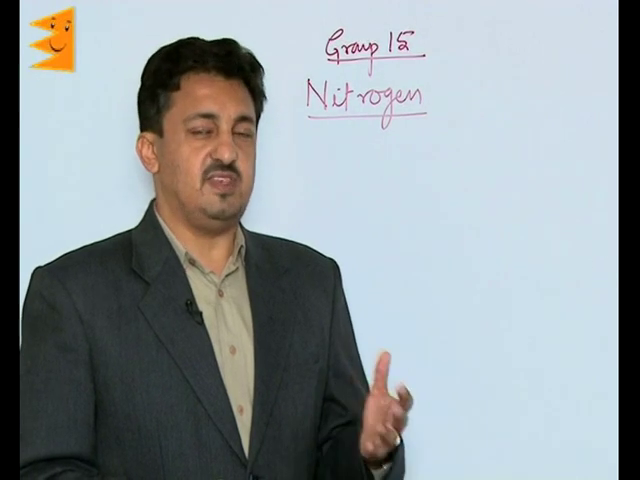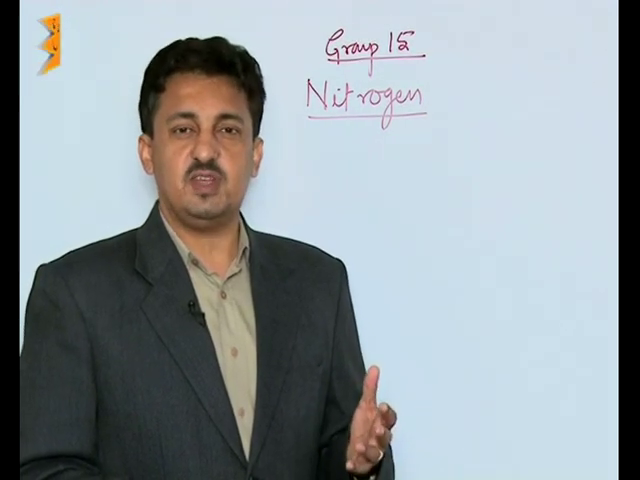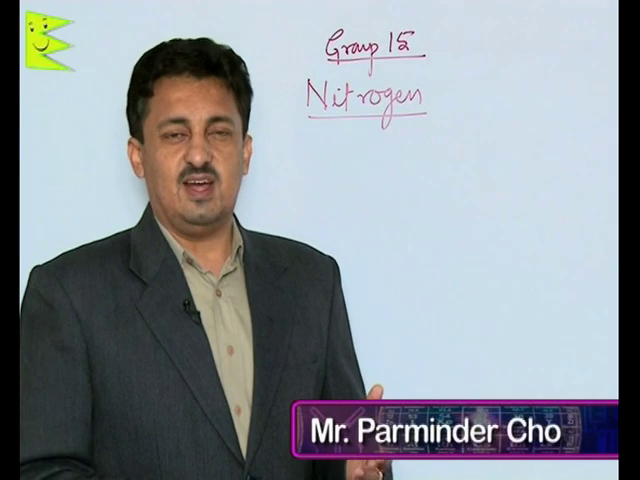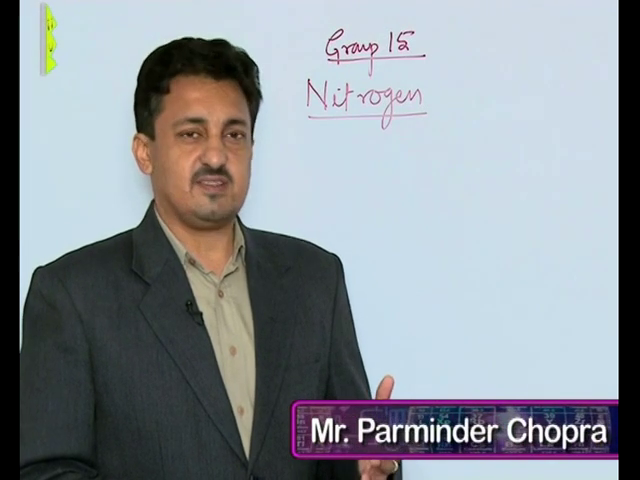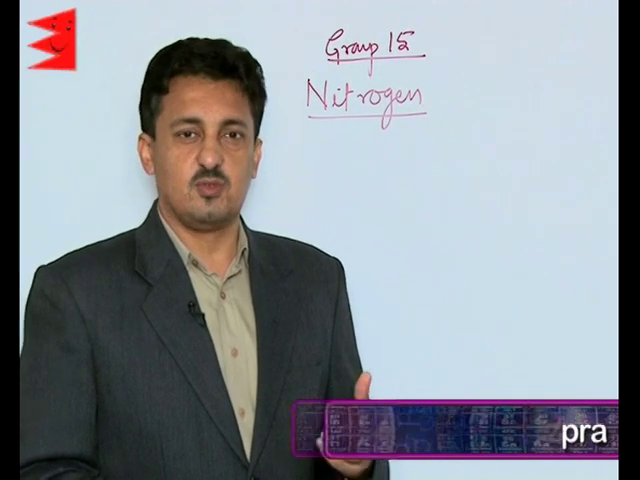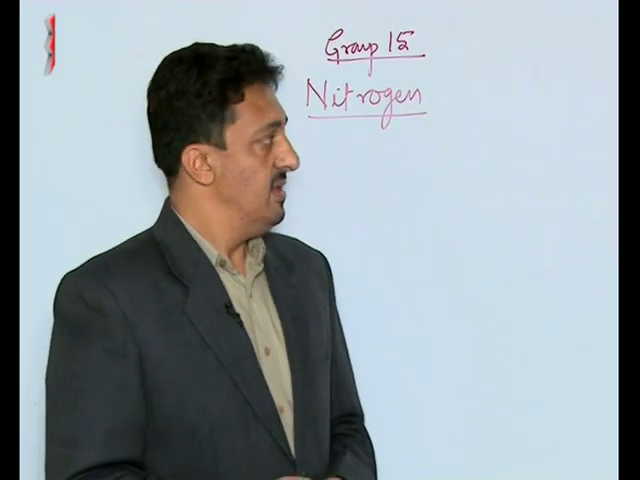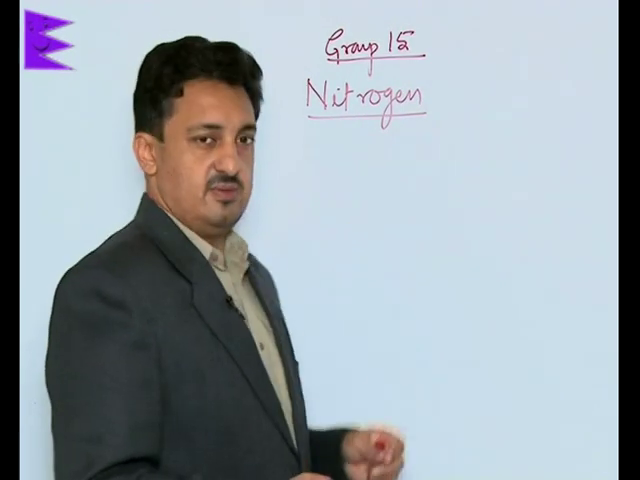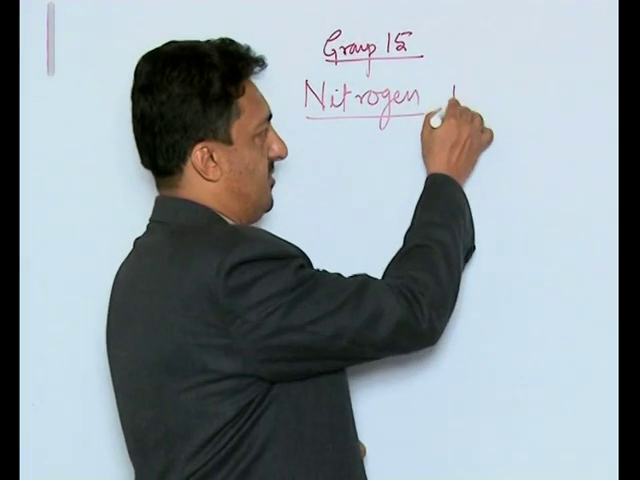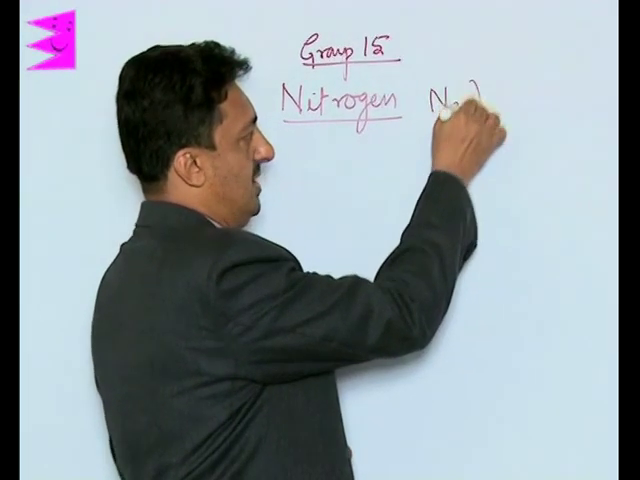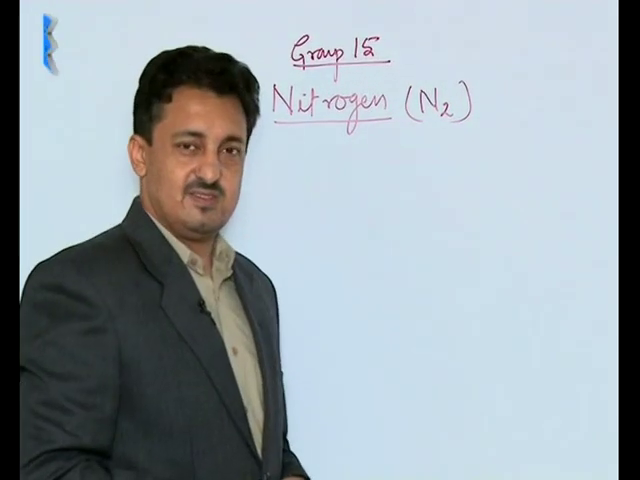After doing the physical and the chemical properties of the group 15 elements, now let us start the detailed study of the elements and the compounds of the group 15 elements. The first in this is nitrogen. We know nitrogen is a homonuclear diatomic molecular species.